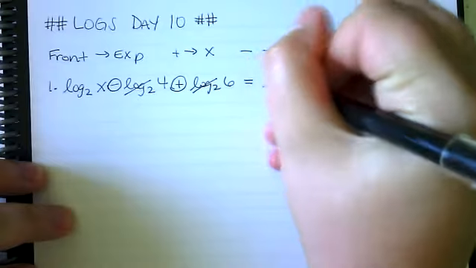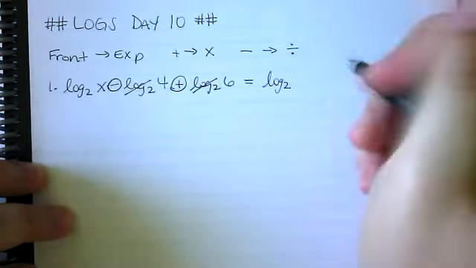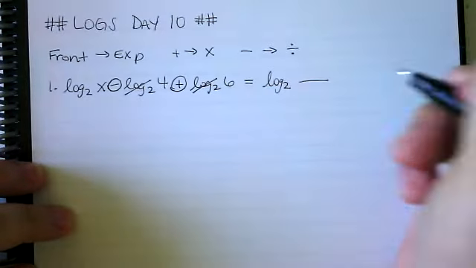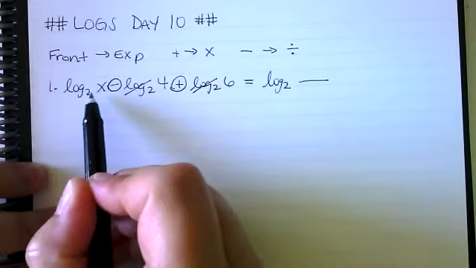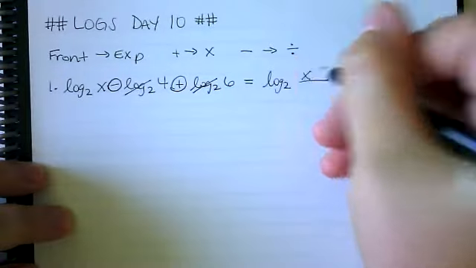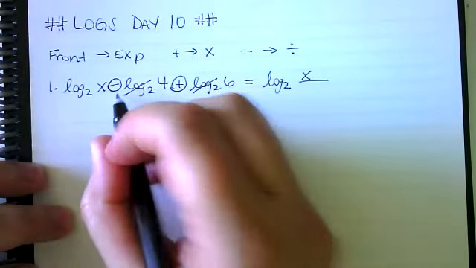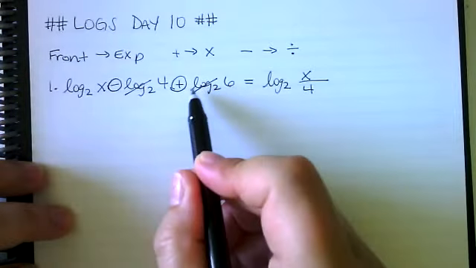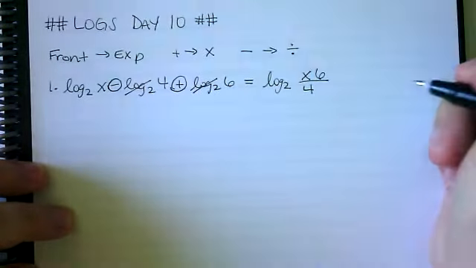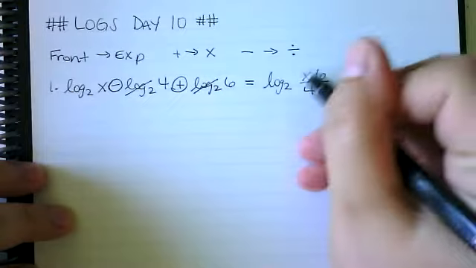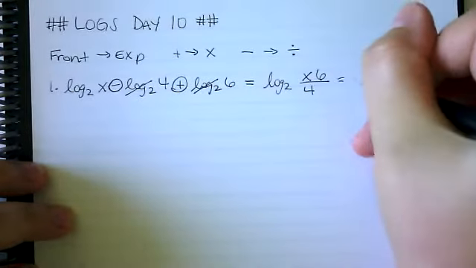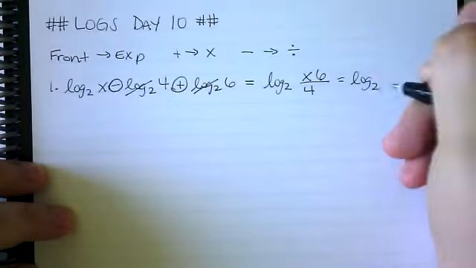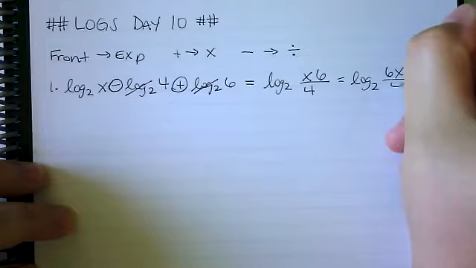So we have log base 2. We know we're going to have a fraction because we have a division sign there. The x is positive, so the x goes up top. This 4 is negative, so it's going to go in the denominator. This 6 is positive, so it's going to go in the numerator. Okay, and this is a little backwards of how we normally write it, so just rewrite it to make it look nice. So we have log base 2 of 6x divided by 4.